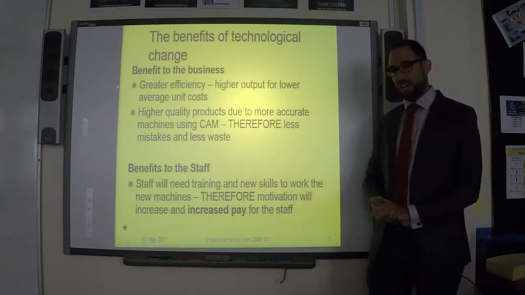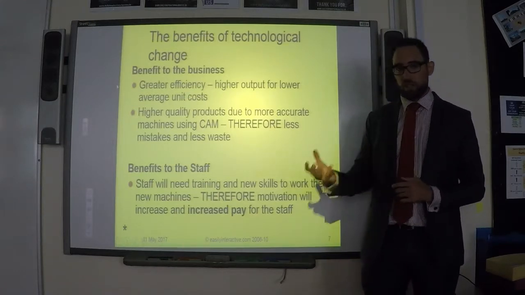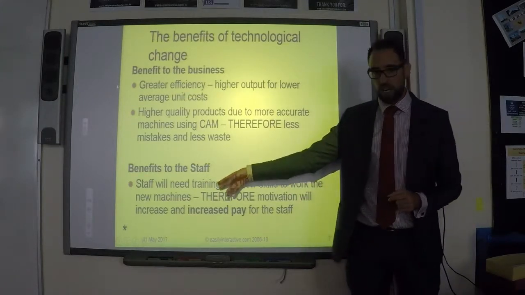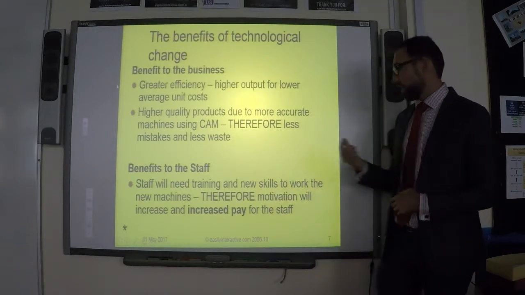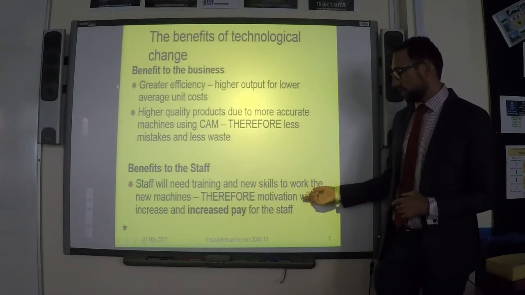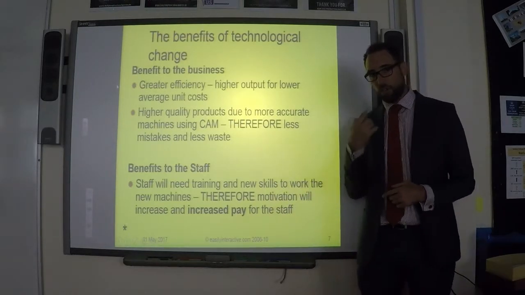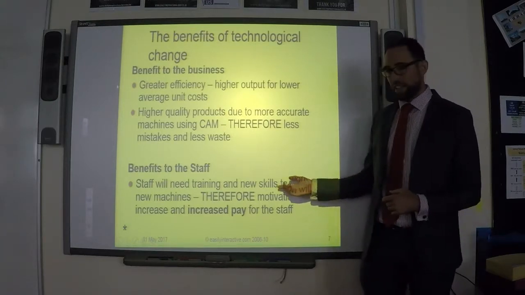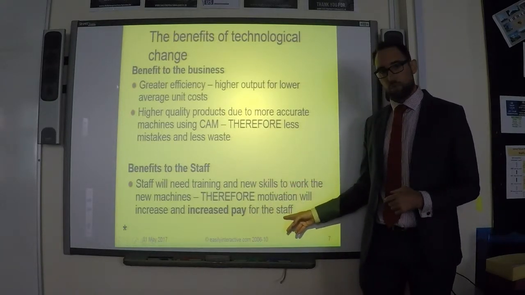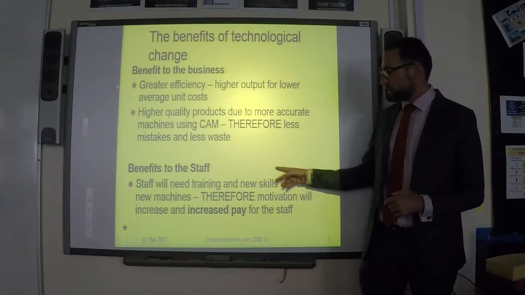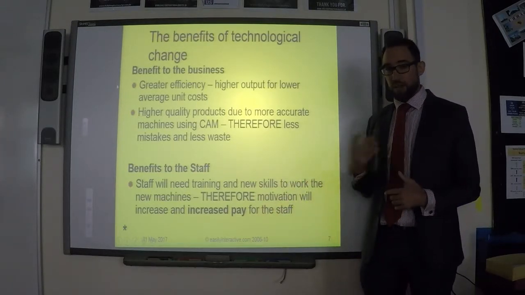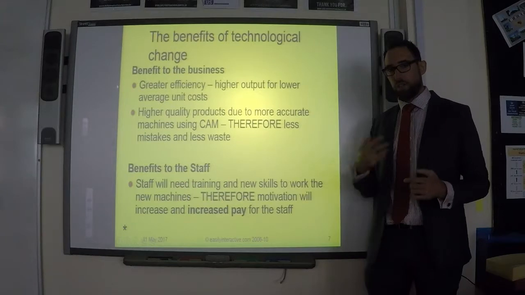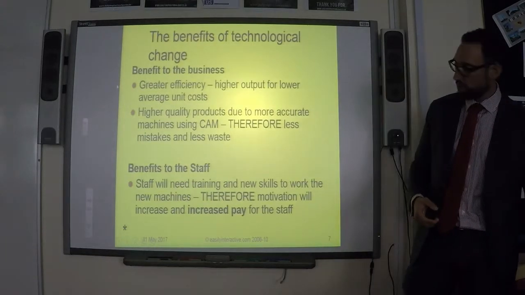The benefits to the staff is, well, the staff, in order to use the machines, they're going to need training. So that gives them more skills, that will make them more motivated. Okay, so therefore motivation will increase. And because they've got new skills, because they had to be trained, maybe they'll get a pay rise as well. It might be like a promotion for them. So for staff, having machines can be good news for them, okay, because they'll need training in order to use these machines.